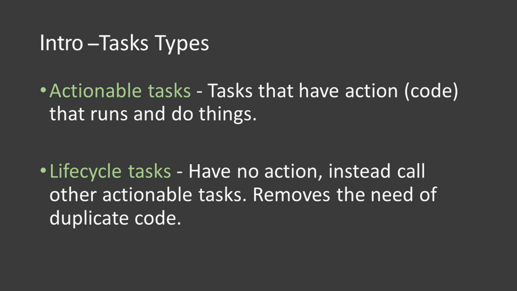There are two types of tasks: actionable tasks and lifecycle tasks. Actionable tasks refer to all tasks that have action in them, like copy, zip, and compile. A lifecycle task is a task that has no action. Instead, it calls other tasks.